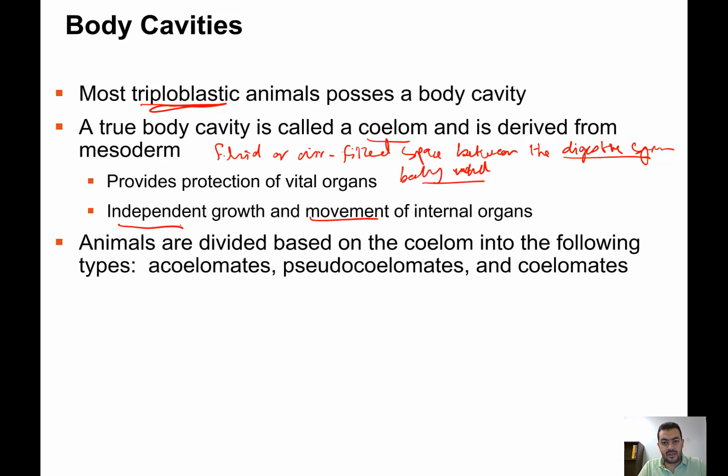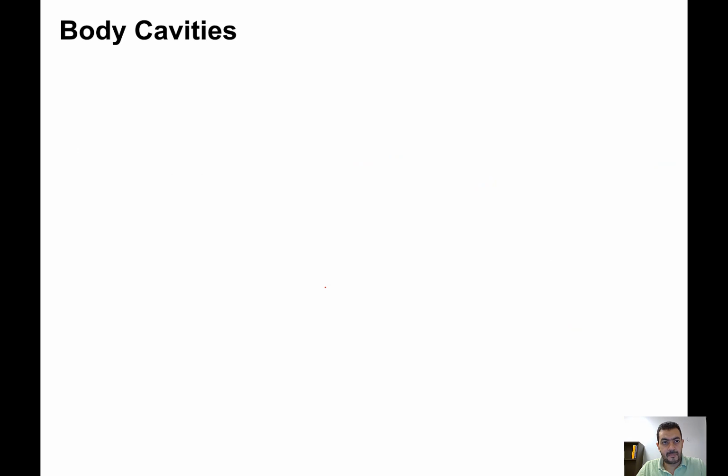So animals can be divided based on the presence of the coelom into the following types. So we have acoelomates. As usual, this prefix means no or without. So these are the types of animals which don't have a coelom. And we have coelomates. So these are animals with a true coelom. And why are we saying true? Because we have another group which we call pseudocoelomates. So pseudocoelomates have a pseudocoelom, as we will show in the next slide.